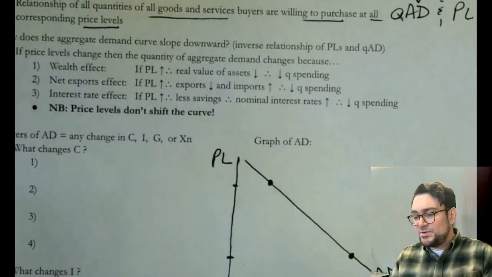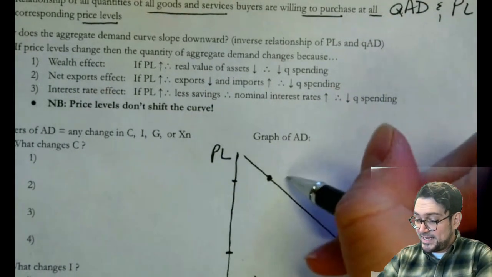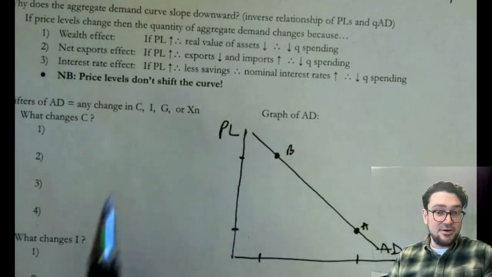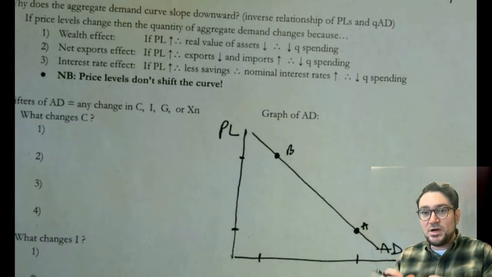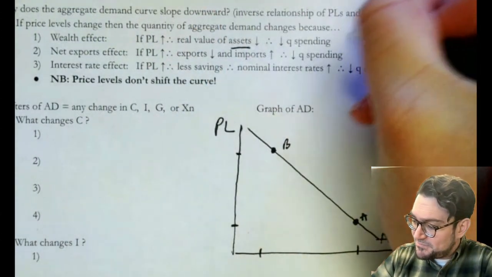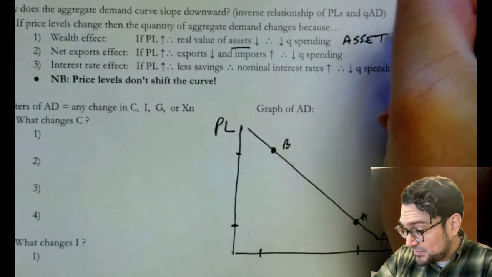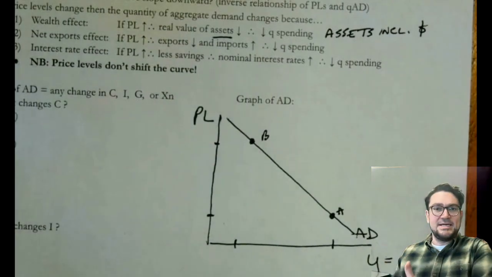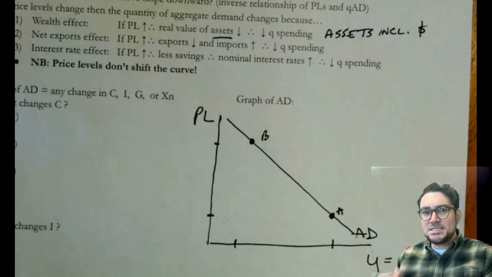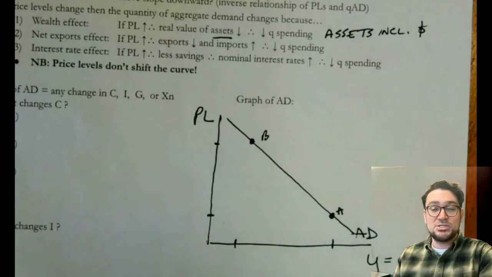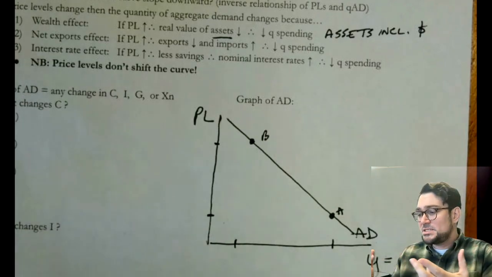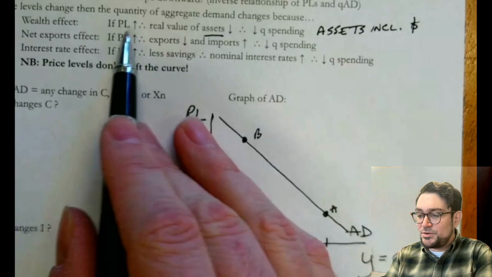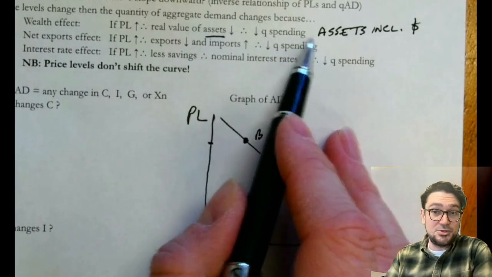The first reason is that when price levels rise, like let's say you go from point A to point B, that means that prices are higher for everything. And it actually means that the value of our assets, that's the things that have value, is less. Assets could include money even. The value of our assets is less, and that's because it can't buy as much. Our money can't buy as much stuff because prices are higher. As a result of us having less purchasing power, we buy less stuff. So that one's fairly straightforward. The value of your money is decreasing, so you buy less.